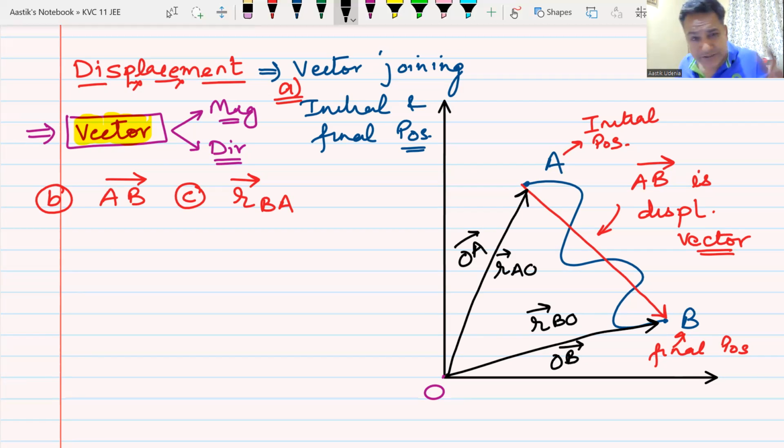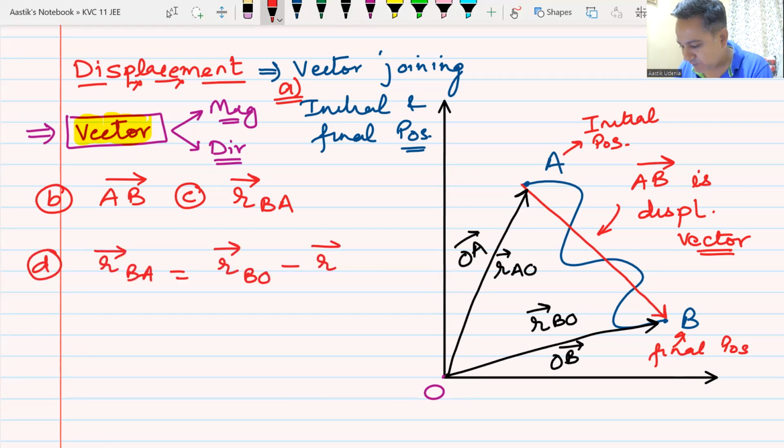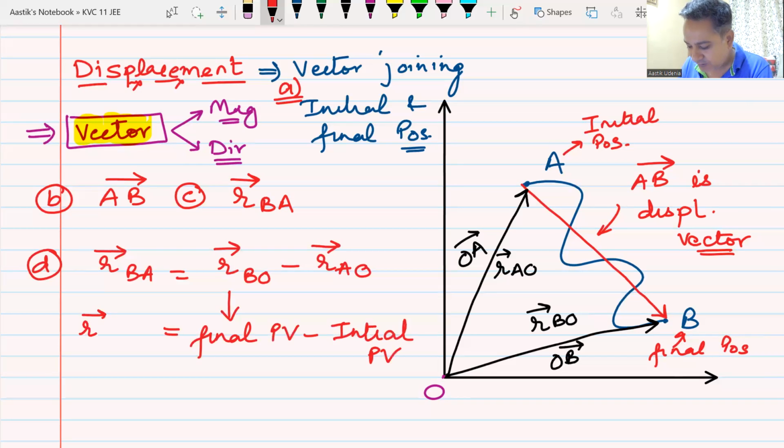Now I will write it in various ways and you will see how beautiful it looks. Position vector of B with respect to A can be written as position vector of B with respect to O minus position vector of A with respect to O. So this basically means final position vector minus initial position vector. Is everyone following me? That is your displacement vector. Is everyone getting me? Yes or no?